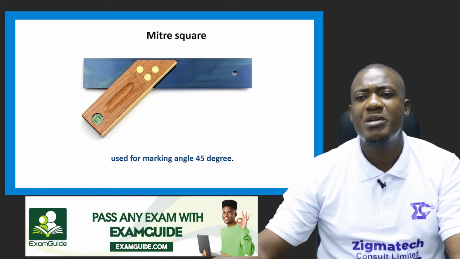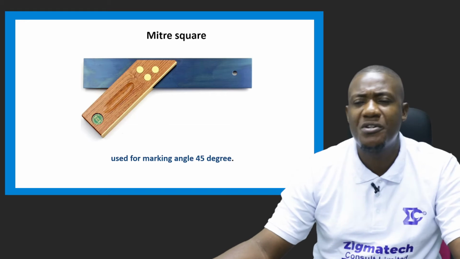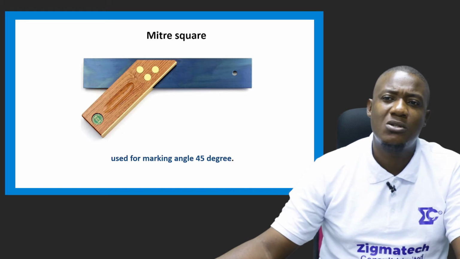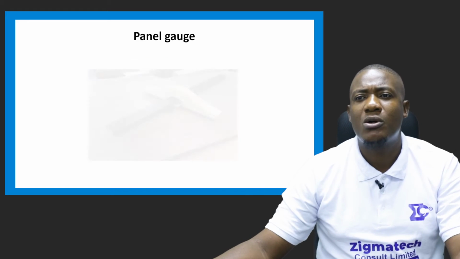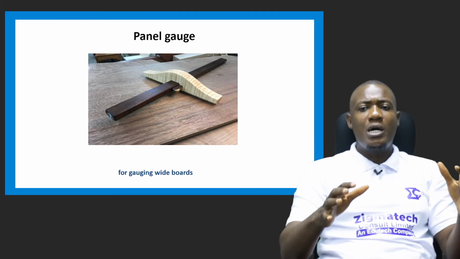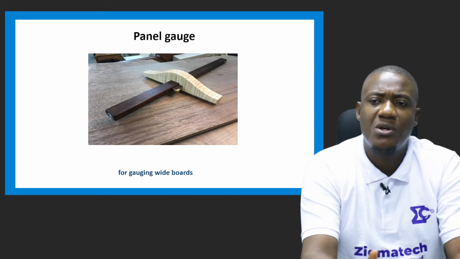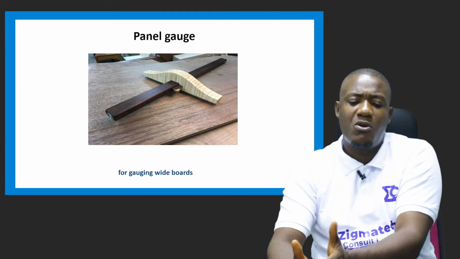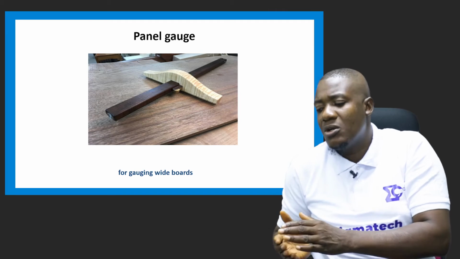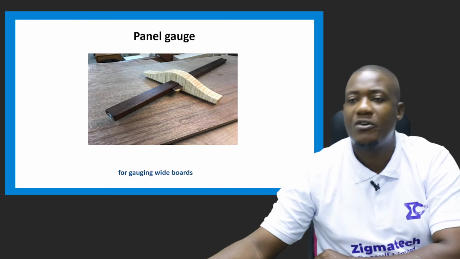Then we have the mitre gauge. The mitre gauge here is used for marking angle 45 degrees. If you want to mark off angle 45 degrees, it is the mitre gauge that does that function for us. We also have a panel gauge. The panel gauge here is used to check or gauge the width of a board. If you want to gauge the width of a board, we use the panel gauge to do that, to know exactly what the width of a board is. We use the panel gauge for that purpose.